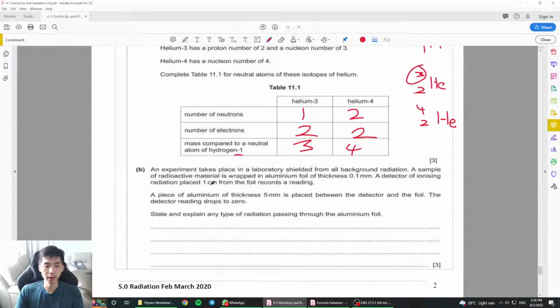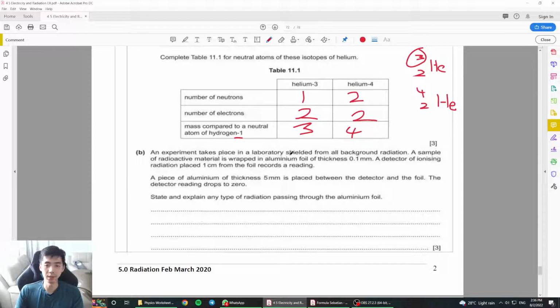Right. Then moving on, an experiment takes place in the laboratory, shielded from all background radiation. A sample of radioactive material is wrapped in aluminum foil of 0.1 mm. A detector of ionizing radiation placed 1 cm from the foil records a reading. A piece of aluminum of thickness 5 mm is placed between the detector and the foil. The detector reading drops to 0. State and explain any type of radiation passing through the aluminum foil.